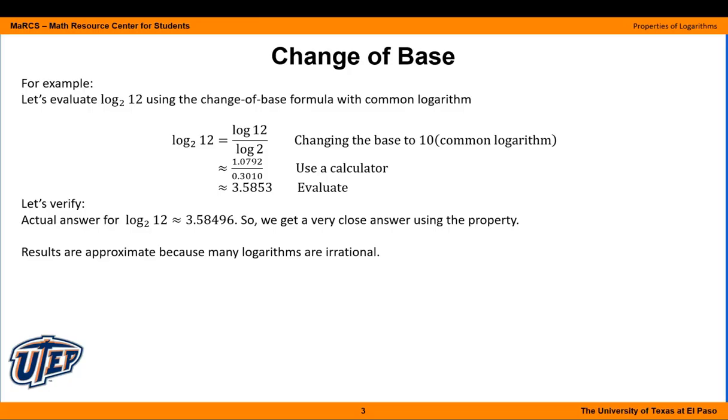3.5853. So log base 2 of 12 is approximately equal to 3.5853. The actual value is approximately 3.58496. So our approximation is very close. Remember, many logarithms are irrational numbers, so calculator results are often approximations.